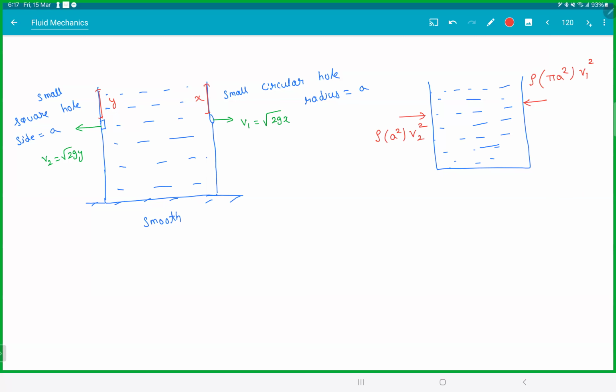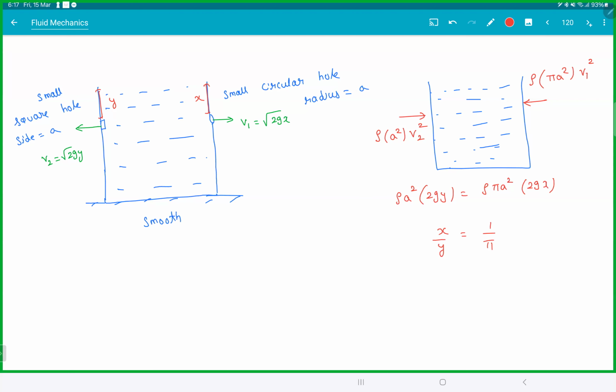Remember the formula? If the water is coming out with speed v, what is the force due to water jet? Rho a v square. So area will matter, na, what shape it is. Since the acceleration is 0, these two should be equal. Rho, area of the square is a square, v square, and v square is 2gy. Rho, area is pi a square, and velocity is 2gx. X by y is 1 by pi.